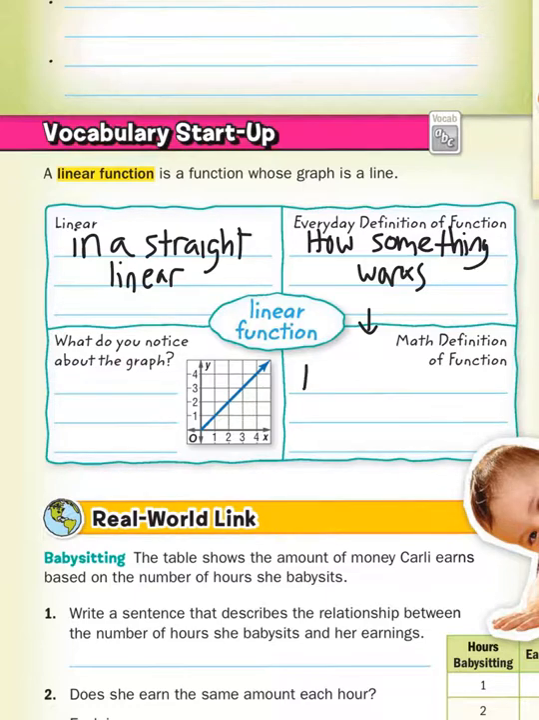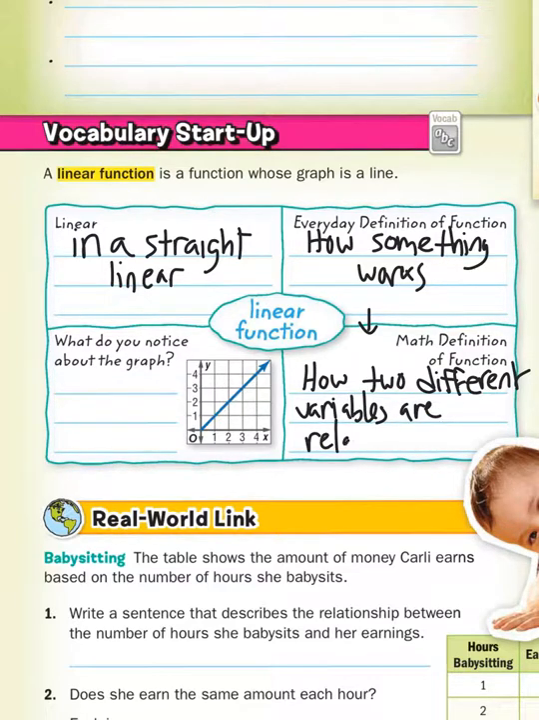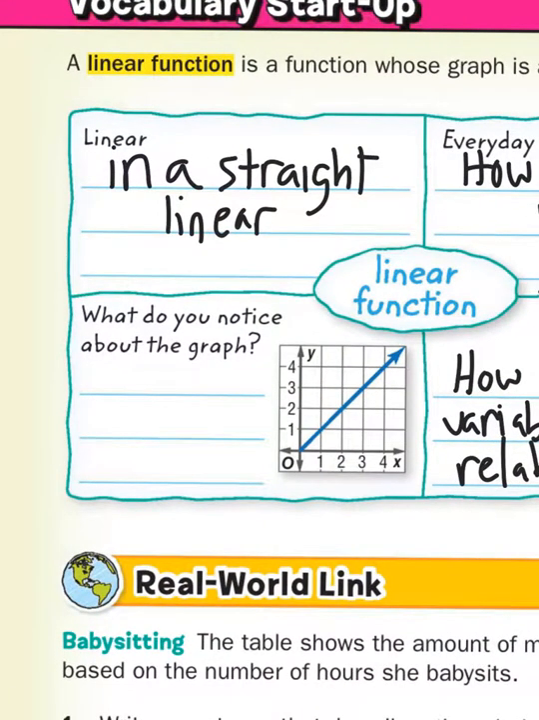Remember, if the function rule is plus 2, if the x variable is 2, you would add 2 to get the y, which is 4. So the function rule tells you how they're related. And last, what do you notice about this graph? You should notice, hopefully, that it is in a straight line, which makes it linear.